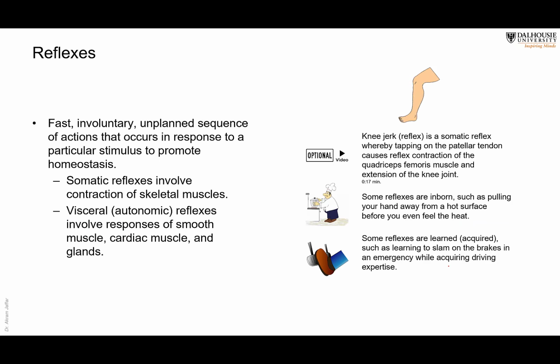Last point here is about reflexes. A reflex is a fast, involuntary, unplanned sequence of actions that occur in response to a particular stimulus to promote homeostasis. In easy words, this is a reflex. We are tapping on the patellar tendon. Remember the patellar tendon in the front of the knee joint? And this will cause reflex contraction, reflex extension of the knee because of contraction of the quadriceps femoris muscle. So this is a reflex. You tap, you stimulate a sensory receptor and it will result in a motor action. This is what we call a knee jerk.